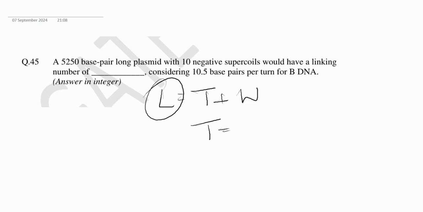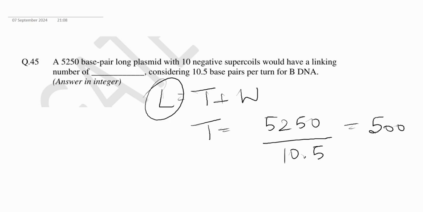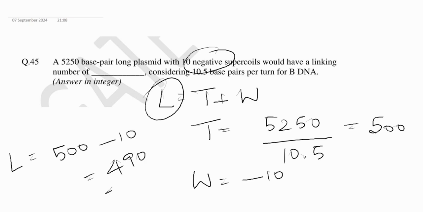T, which is twist, is equal to the total number of base pairs, which is 5250, divided by the number of base pairs per turn, that is 10.5. When you calculate this, it comes to 500. And writhe mainly refers to the number of supercoils, and here it clearly says negative supercoils, so it's going to be minus 10. So now L is equal to 500, which is T, minus 10, which is 490. So if you know this formula, this question is also going to be very simple to solve.